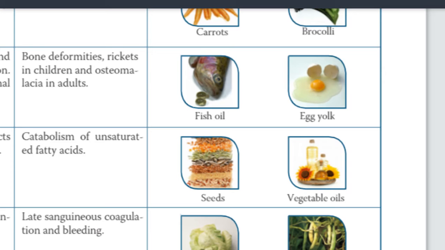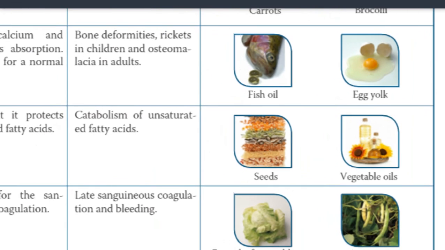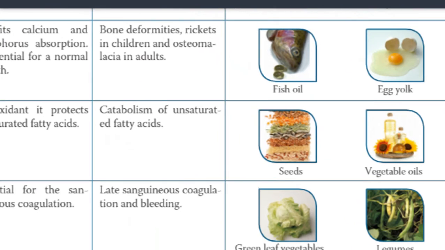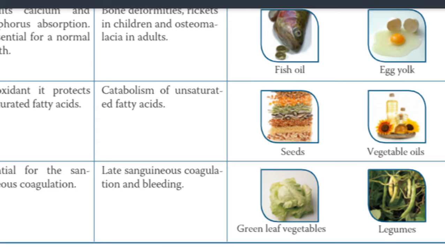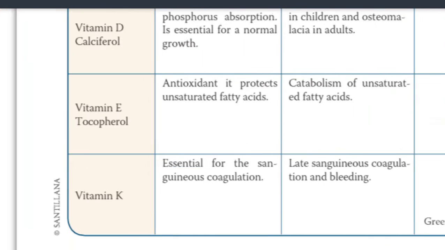Where can we find it? In seeds and vegetable oils. For that reason, it's very important sometimes to eat seeds, for example, the peanut or the peanut butter.